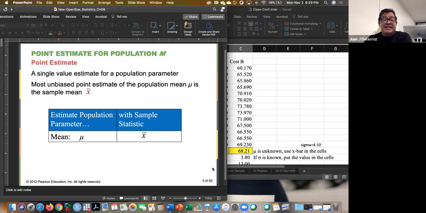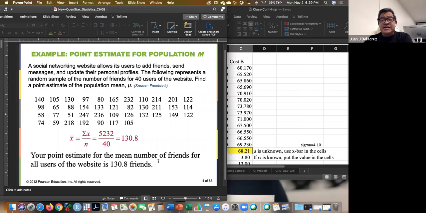So the point estimate, a single estimate for a population parameter, the most unbiased point estimate for the population mean mu is the sample mean x bar, right? So if I want to estimate this population mean, all I need is the sample statistic, which is x bar, right? So this is the case.